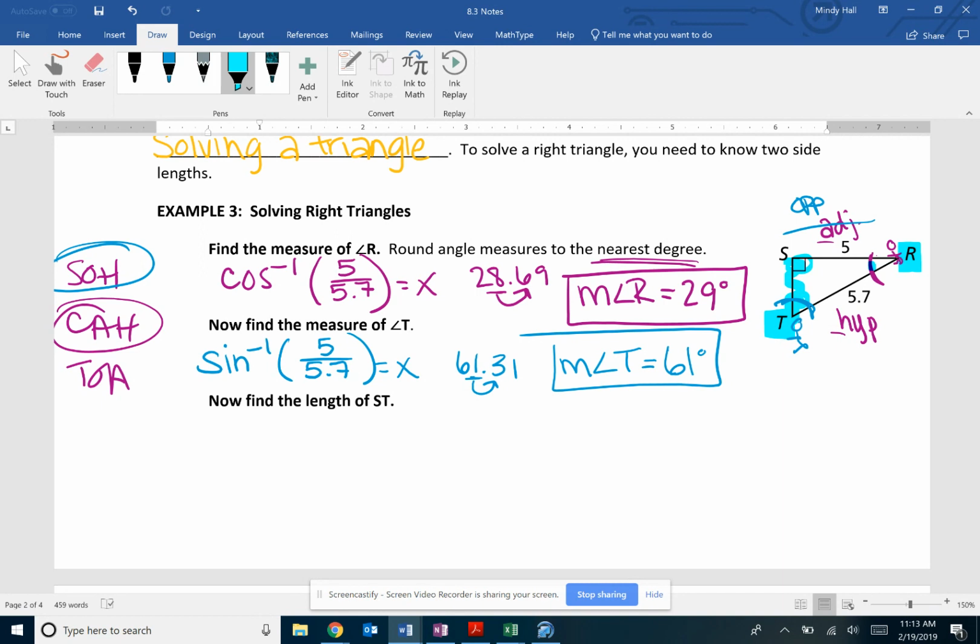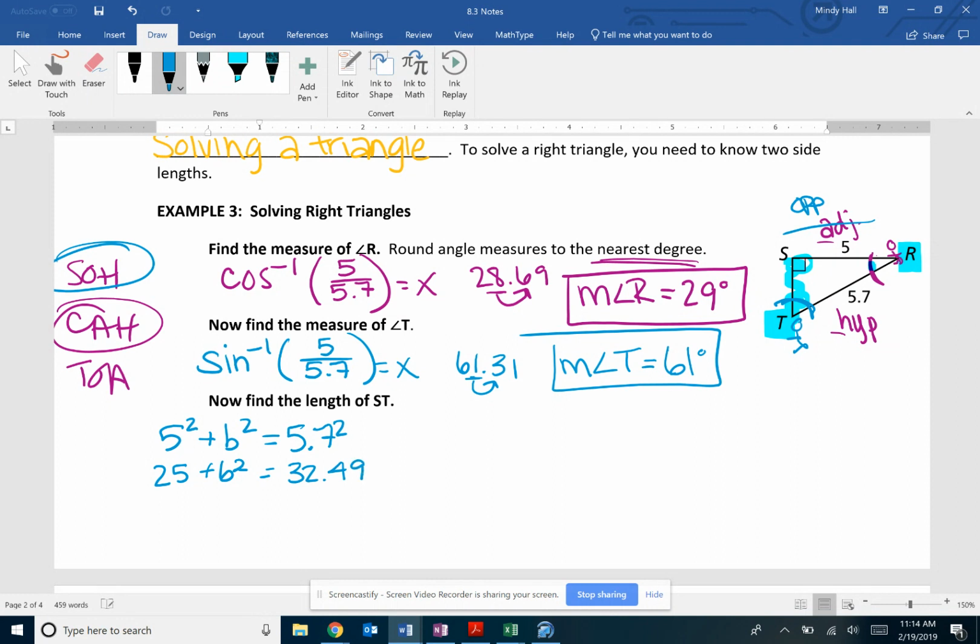So to find the length of ST, you can either use trig again or you can use the Pythagorean theorem. It doesn't really matter which one you use. Generally speaking, I tend to use trig just because I like trig, but you can use the Pythagorean theorem too. So we'll do it both ways. If you did it with the Pythagorean theorem, you'd have 5 squared plus b squared equals 5.7 squared. So 25 plus b squared equals 5.7 squared, which is 32.49.